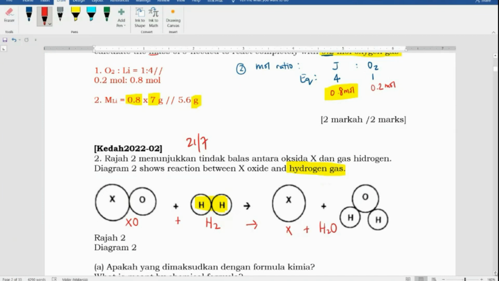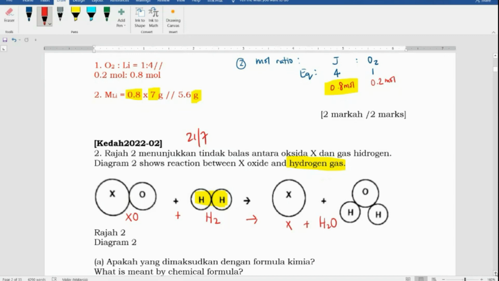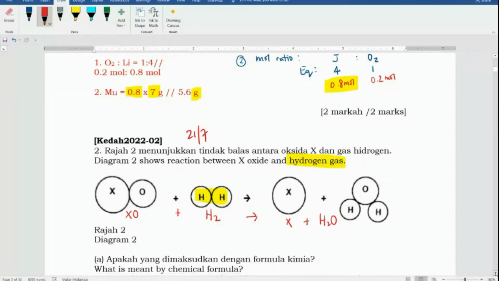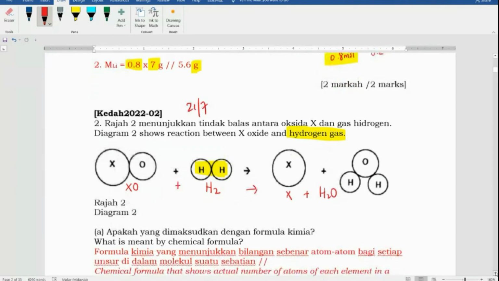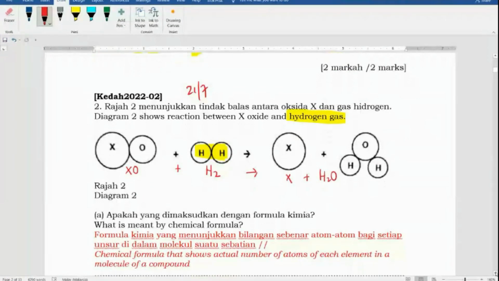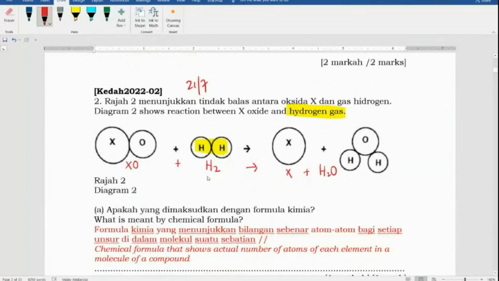Now, what is the meaning of chemical formula? This one is a standard answer. It shows the actual number of atoms for each element in a compound.